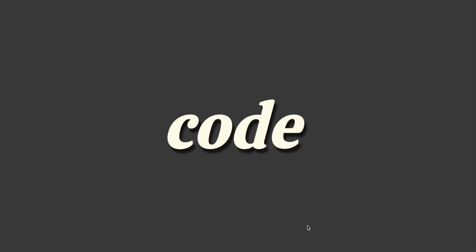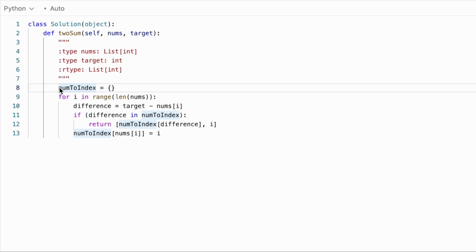Now let's jump into the code. This problem works as follows. We start by initializing our hash map, num to index, and then we begin our iteration through nums by saying for i in range length of nums. We calculate the difference. The difference is our target number minus nums at the current iteration. If difference is in num to index, then we've found a solution, so we can return num to index at the difference and i, our current index. Otherwise, we want to add it to the hash map, so we say num to index at nums at i equals i, its index.